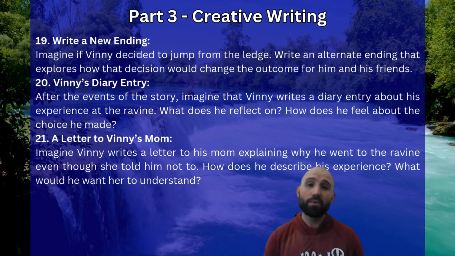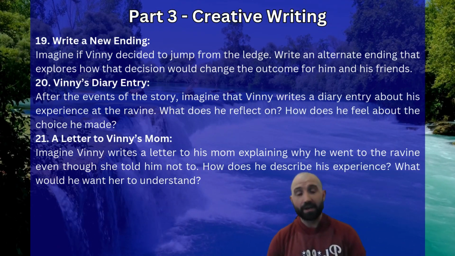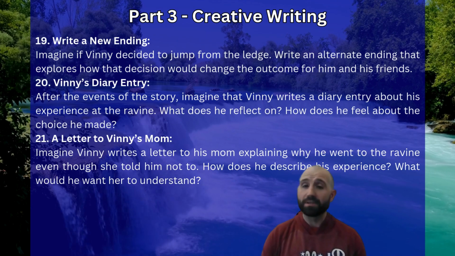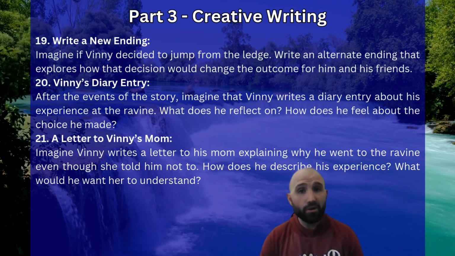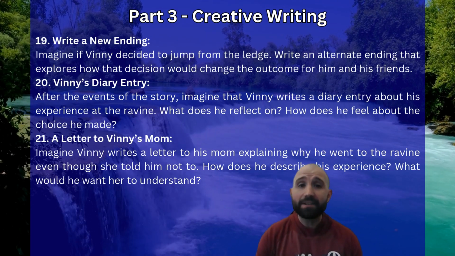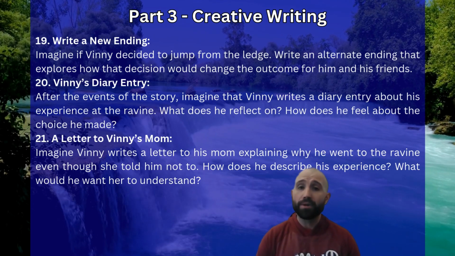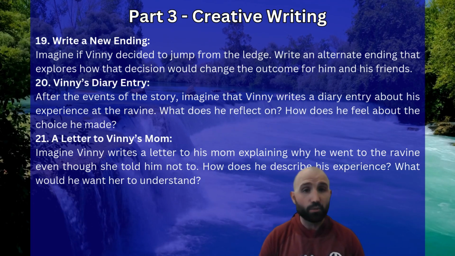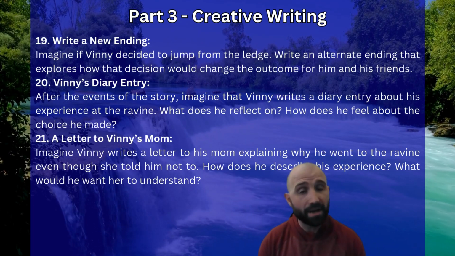And now let's have some fun with our writing. We're going to do some creative writing. So you get to pick one of these options. 19 is write a new ending. Imagine if Vinny decided to jump from the ledge. Write an alternate ending that explores how that decision would change the outcome for him and his friends.